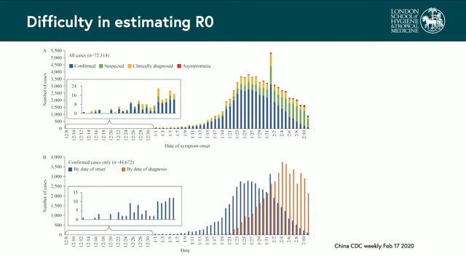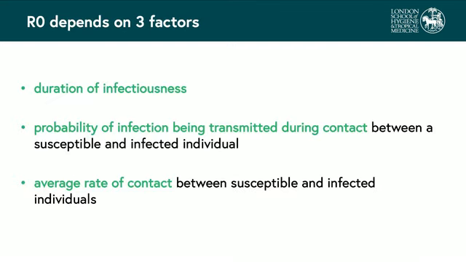Also, what time period can you use? Were numbers really decreasing at the time shown here? Or are there many people with more recent symptom onset who have not yet been diagnosed and reported? The orange bars show that the dates of diagnosis are much later than the dates of onset. These factors partly explain why estimates vary. But also, importantly, R0 is not fixed.